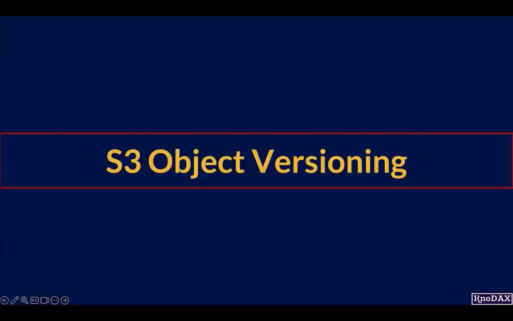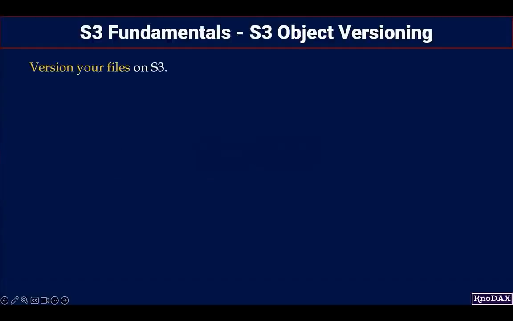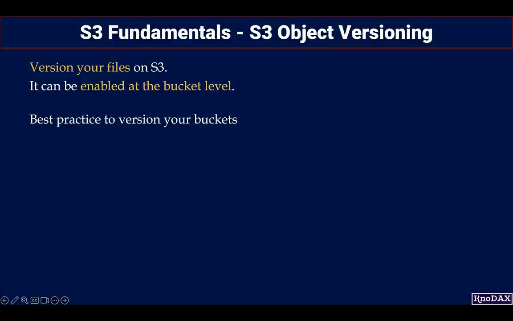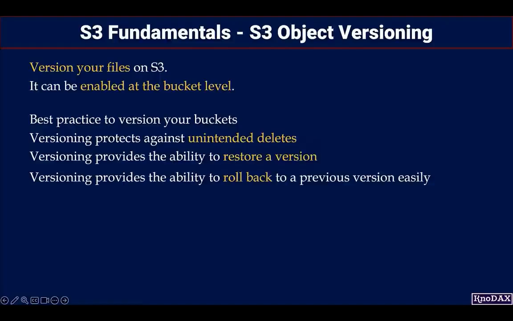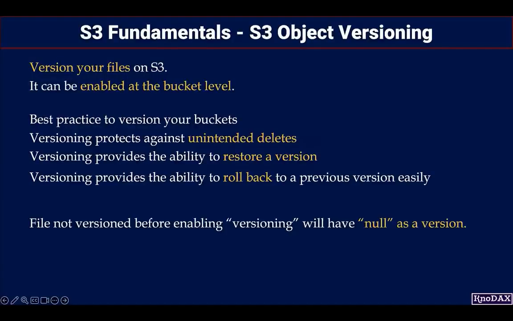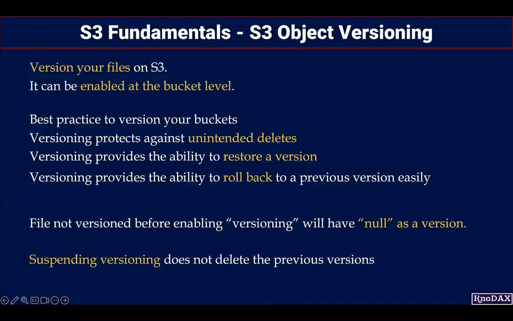Let's talk now about object versioning on S3. You can version your objects on S3. It can be enabled at the bucket level. It's a best practice to version your buckets. Versioning protects against unintended deletes. It provides the ability to restore a version and roll back to a previous version easily. An important point to remember is that any file not versioned before enabling versioning will have null as its version. Suspending versioning does not delete previous versions.